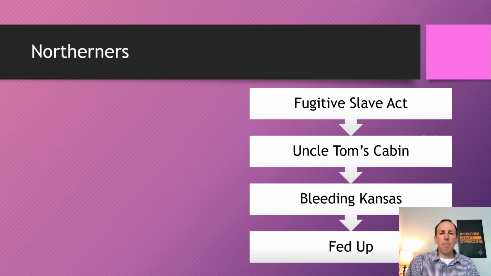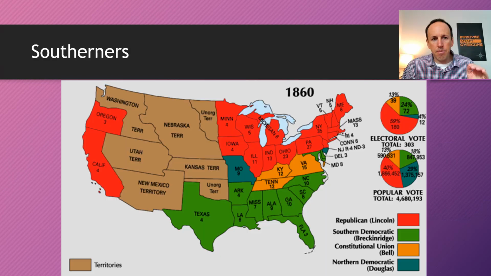They hear about Bleeding Kansas. Bleeding Kansas was when pro-slavery people from the South and abolitionists from the North go into Kansas and they're going to vote whether Kansas will be free or slave. And so people are killed on both sides. And it's just some early violence before the Civil War. So the Northerners are fed up.